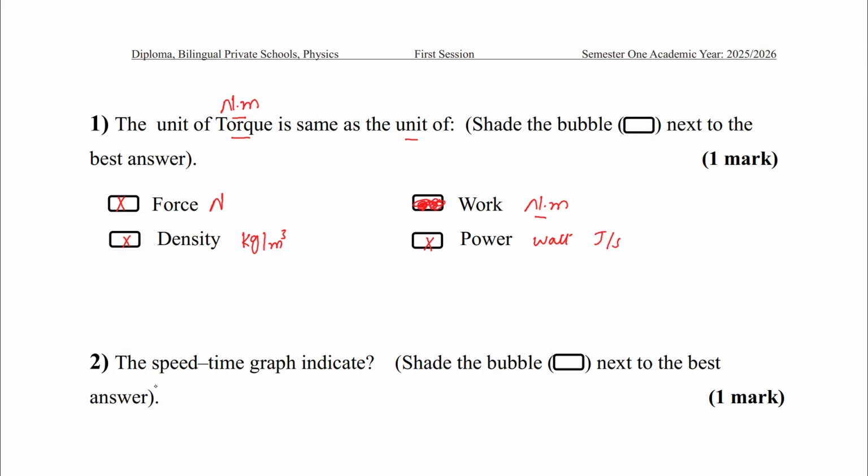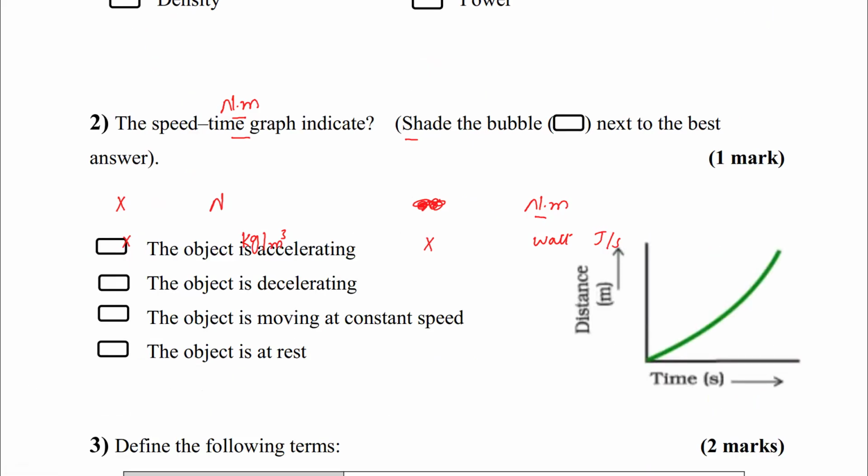Now we have to move ahead to the next multiple choice question, and the question is about the speed time graph. Actually, this is the distance time graph, not a speed time graph. It's a mistake in the paper. He's asking which this graph represents: are they accelerating, are they moving with constant speed, or are they at rest? So they are talking about this.